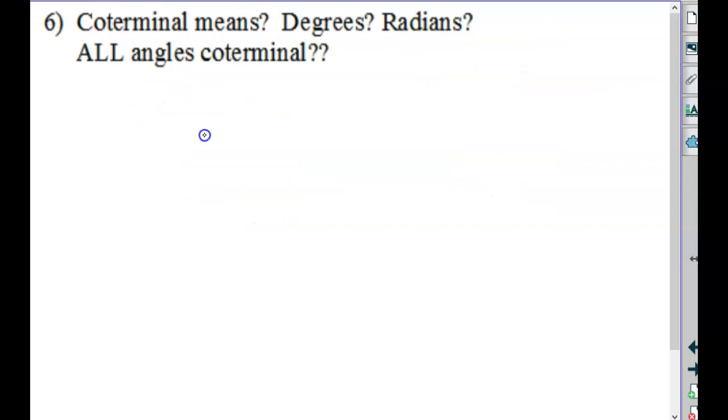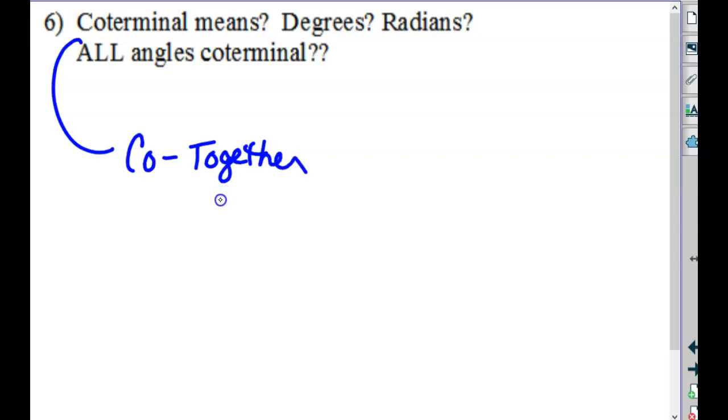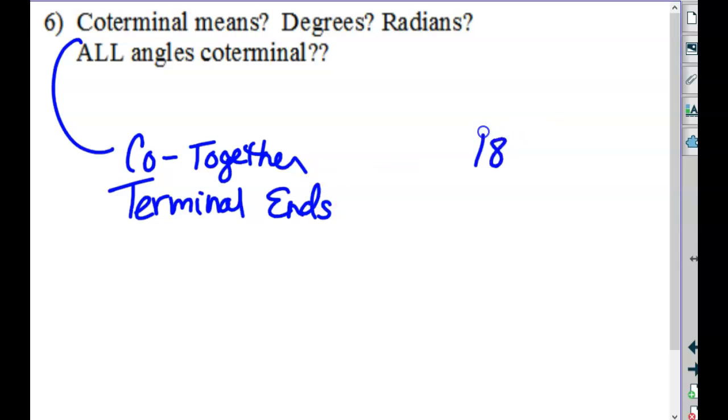Coterminal. Does anybody know what coterminal means? Co means together, like cohabitate, cooperate, all those words, okay? And terminal means ends, in this case. So they end in the same spot. So 180 is equal to pi radians. Those are coterminal, right? They end in the same spot. They really are the same angle.